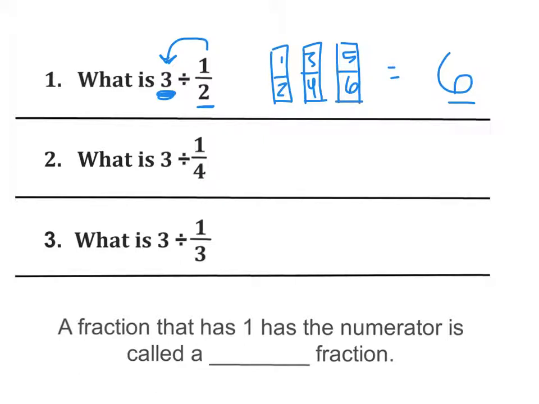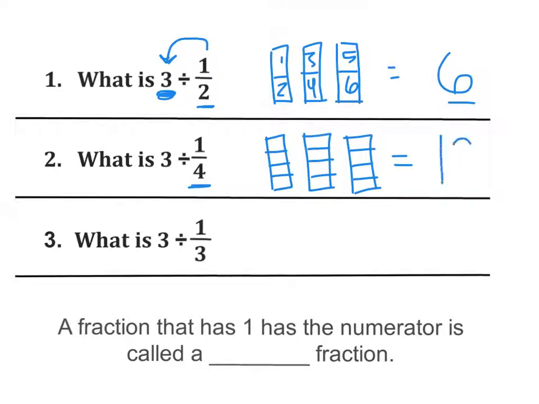Number 2, what is 3 divided by 1/4? Again, we'll start out with our 3 candy bars, but this time we need to see how many fourths we can get out of 3. So that denominator tells us how many parts we have to break our rectangles into. So I split it into fourths. Then I could count up and see how many fourths there are in 3. When you count all of those, you're going to get 12.